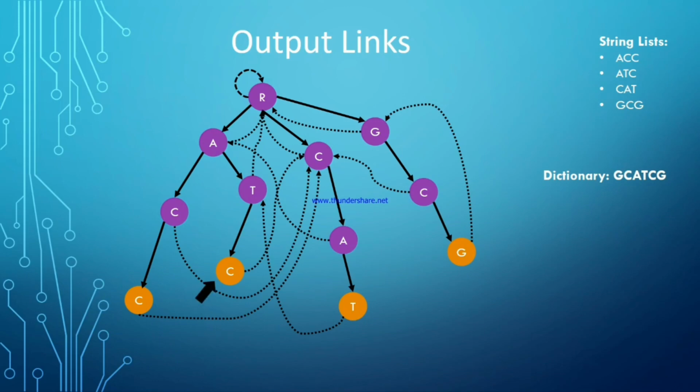And the last and final step is where is G, and C can also find G. So this is my output link, and this C will connect to the C, and this C will also connect to the C, and this C can find G. These are mainly the output links. So by making failure links we can find any dictionary word.